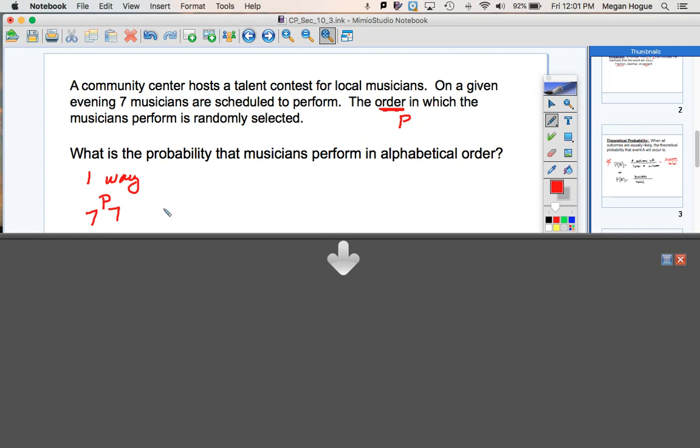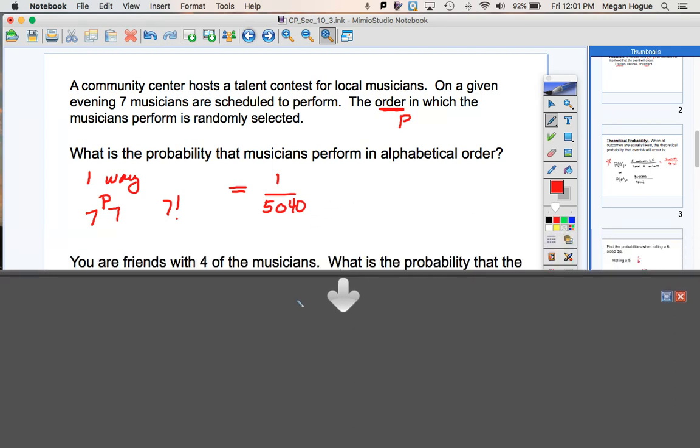Another way I could write that is if I do my blanks, if I have 7 of them, it would be 7, 6, 5, 4. It would be the same thing as 7 factorial. So that's either way to get your total. Once I do that, whichever way, I get 5,040. And there's only one way to do it correctly. So 1 out of 5,040. And again, if you want to change that to a decimal, you could.